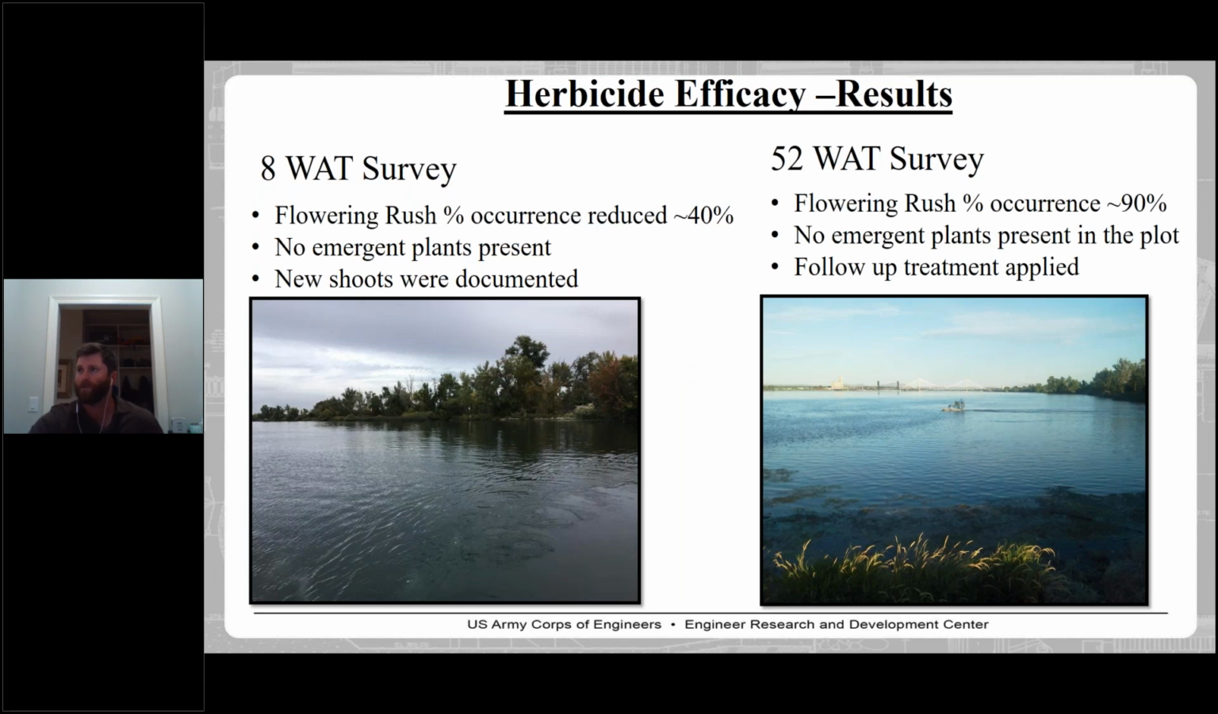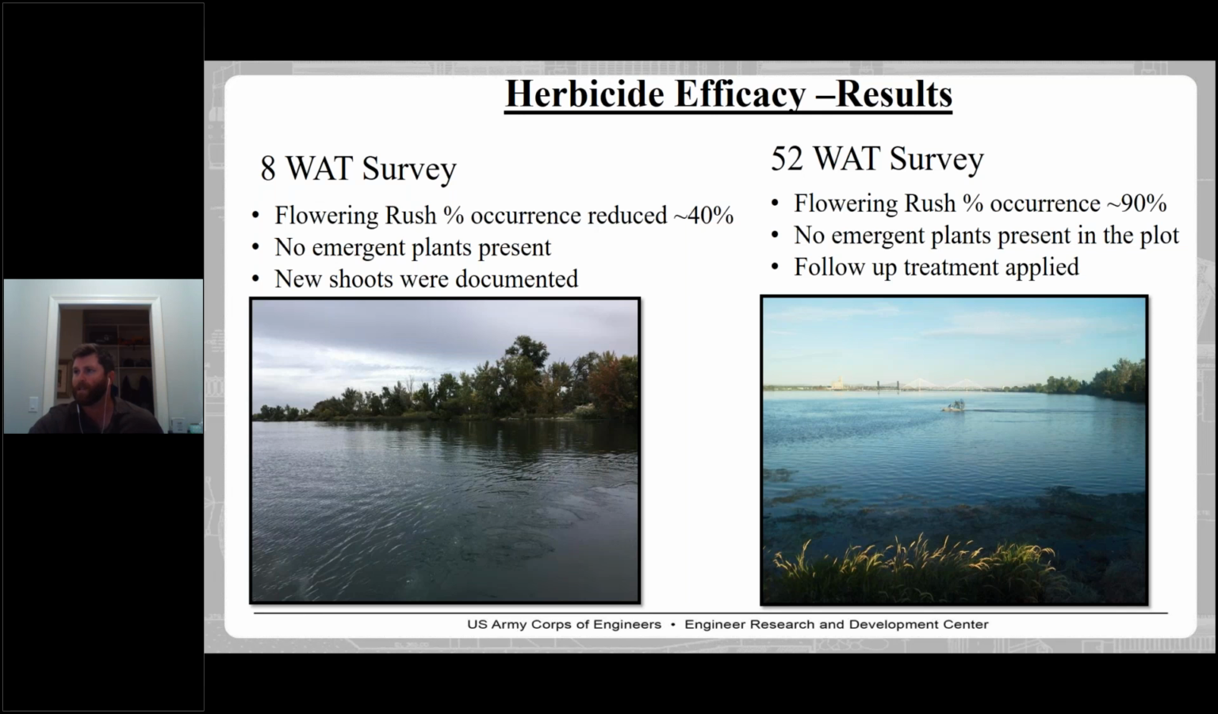This year, we got to do our 52-week after treatment survey, so 1 year post, and flowering rush percent occurrence was still 90% in the plot. So really, we got a 10% reduction, which is not surprising because in aquatics, typically you need more than one treatment to get the type of control you need.